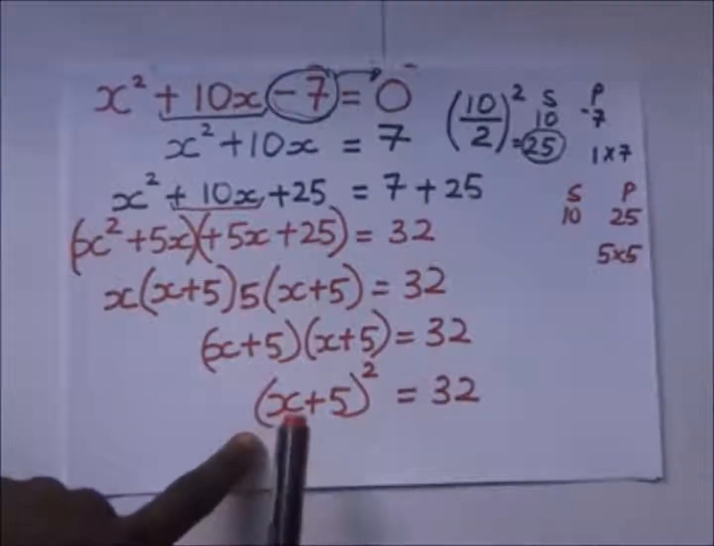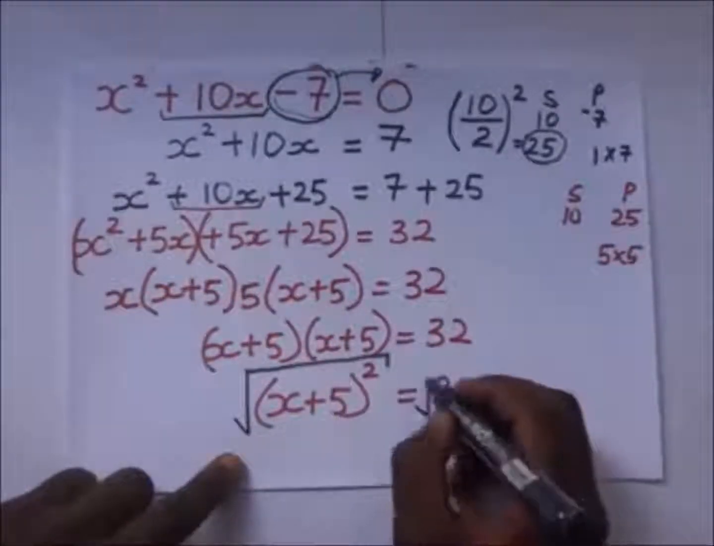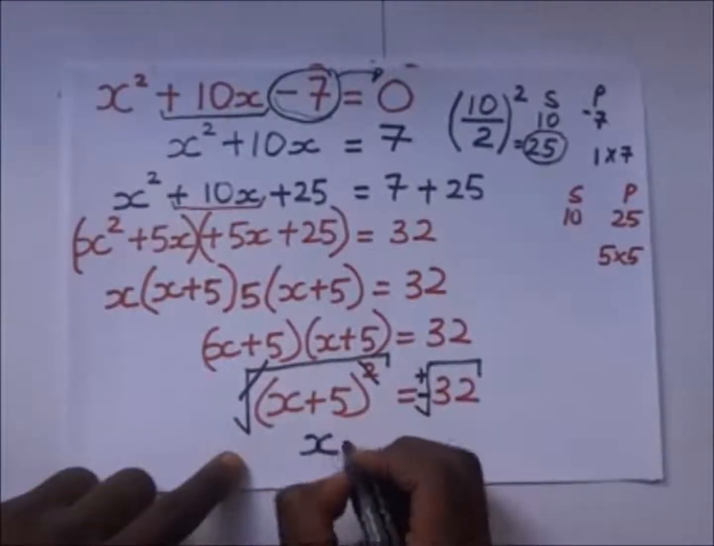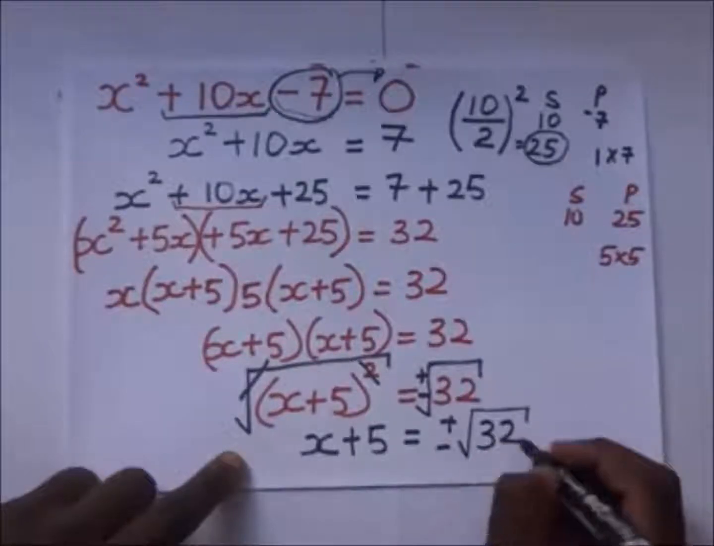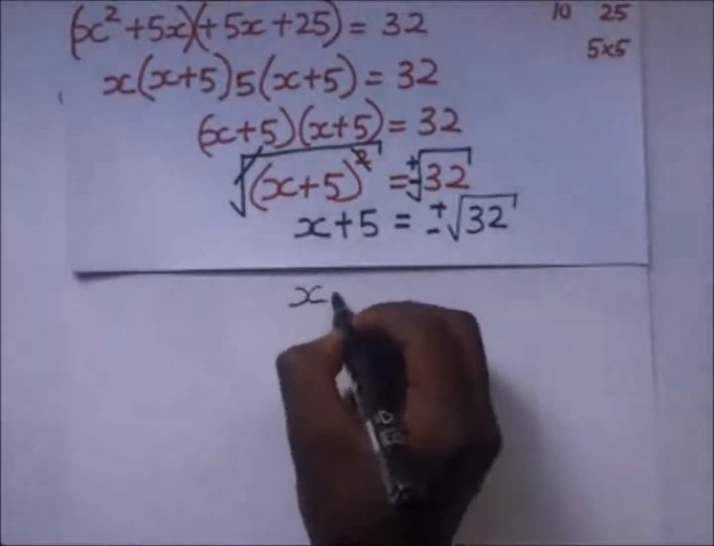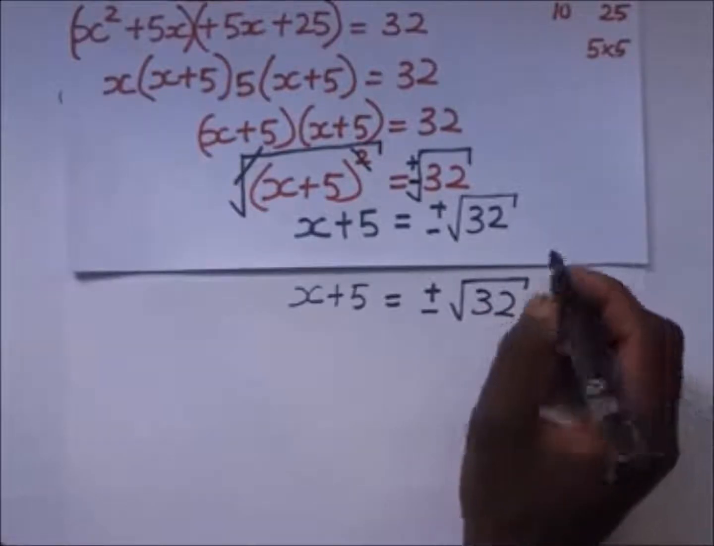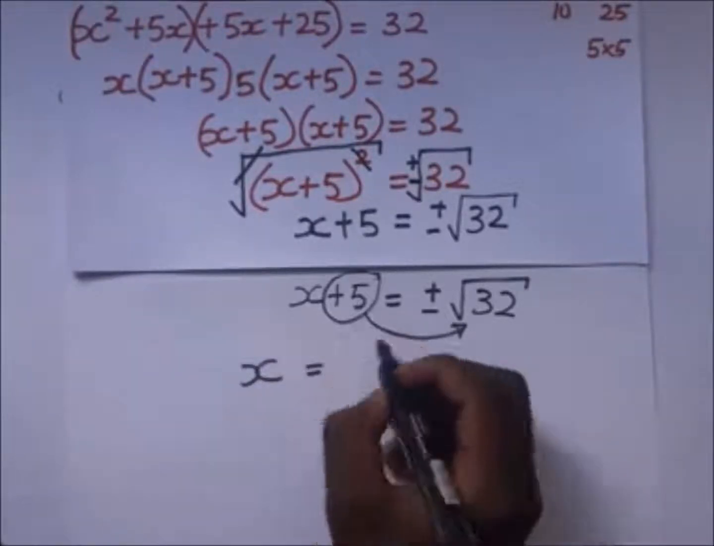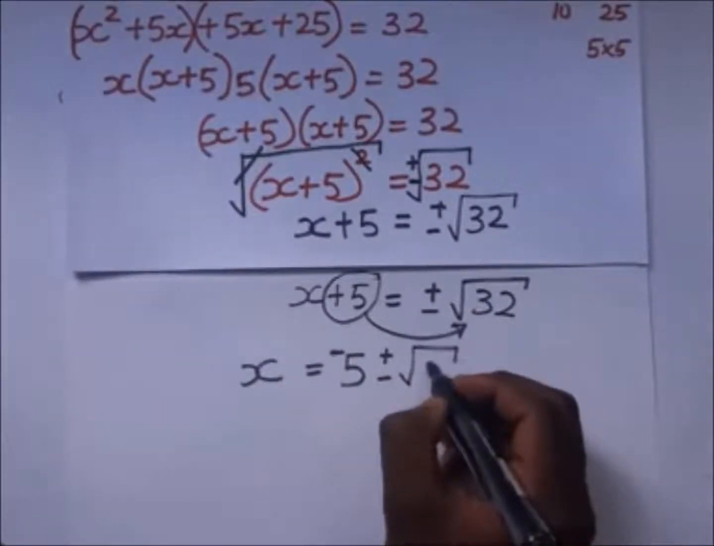So we go ahead and find the value of x by employing the square root property. To find the value of x, we are going to find the square root on both sides. Of course, the square root of 32 is either positive or negative. So the square root sign cancels with the square. You remain with x plus 5 being equal to plus or minus the square root of 32. And of course, when this 5 crosses to the other side, you remain with x equals negative 5, plus or minus the square root of 32.